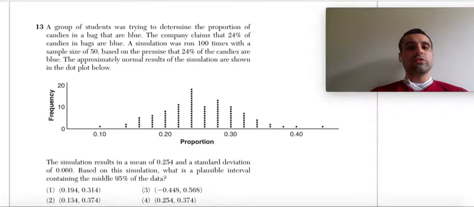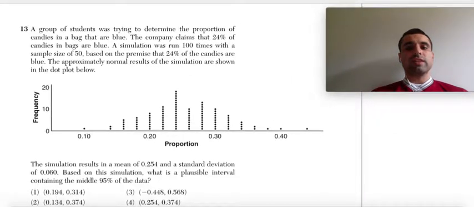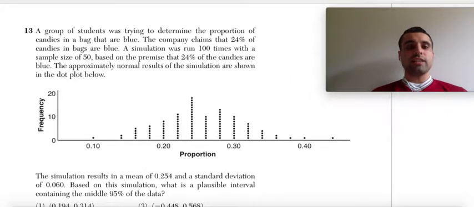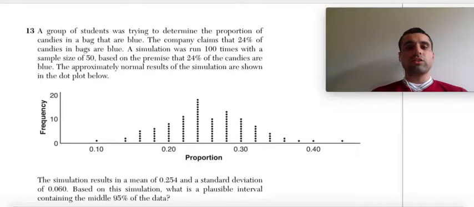A group of students was trying to determine the proportion, that's like saying a percentage or what fraction of the candies in a bag are blue. So they want to determine the proportion of candies in a bag that are blue. The company that makes the candies claims that 24% of the candies in the bags are blue. A simulation was run 100 times with a sample size of 50, based on the premise that 24% of the candies are blue. The approximately normal results of the simulation are shown in the dot plot below.